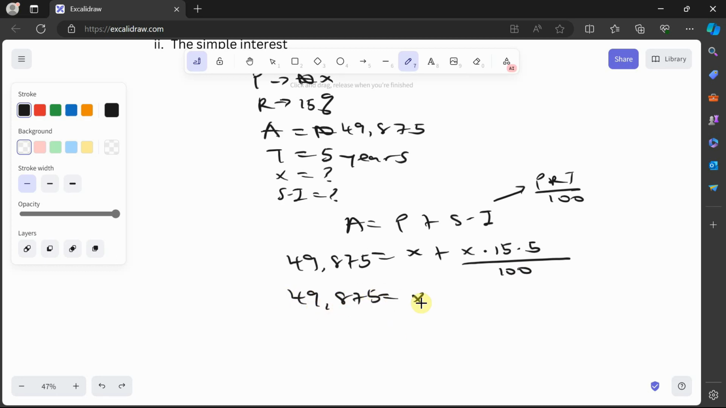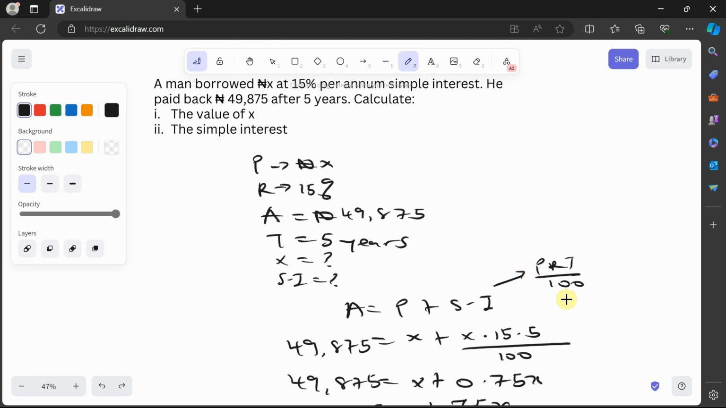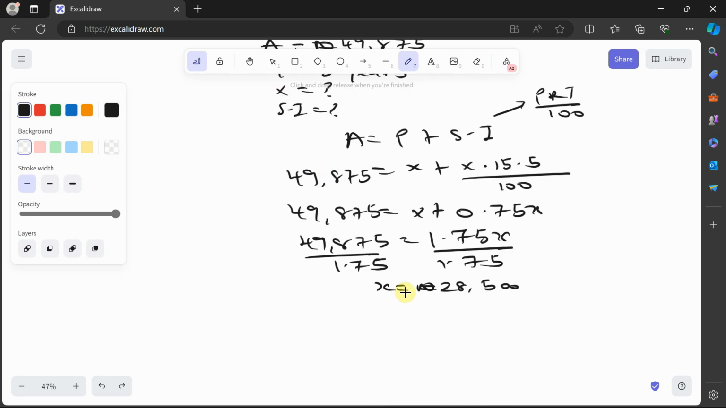So this is like 49,875 is equal to X plus 0.75X. So 49,875, by the time you add X plus 0.75X, that will give you what? 1.75X. So to find X, just divide both sides by 1.75. Simple and short. 49,875 divided by 1.75, that will give you 28,500. So our X is 28,500, which was the amount that the person initially borrowed. So we know the value of X.